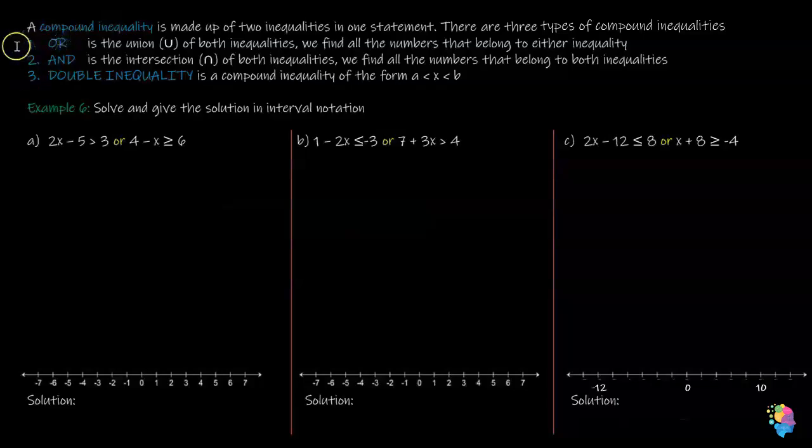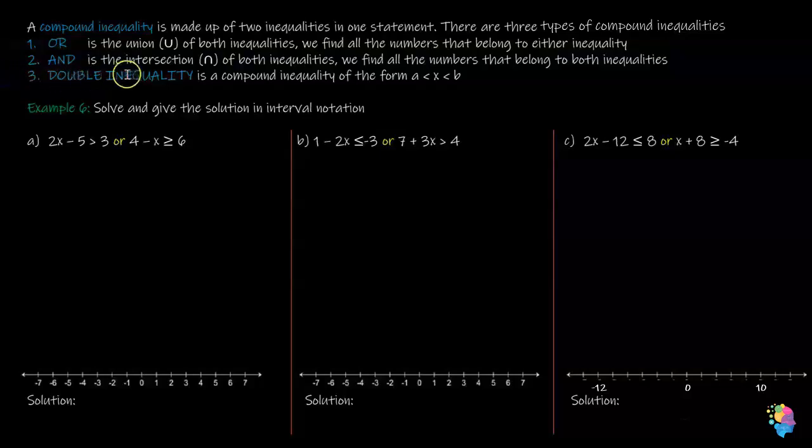An OR statement is the union of both inequalities, and we're looking for all the numbers that belong to either inequality. That means that if a number is being shaded by one of the inequalities, we will select it as part of our solution. An AND statement is an intersection of both inequalities. So we're looking for the numbers that belong to both inequalities. That means for a number to be part of the solution, it has to be shaded by both inequalities.